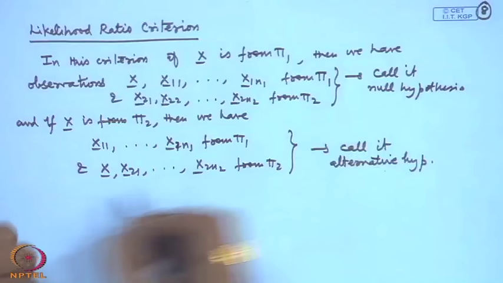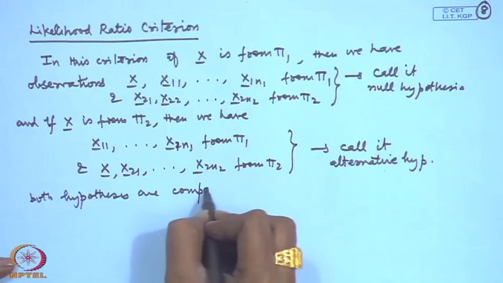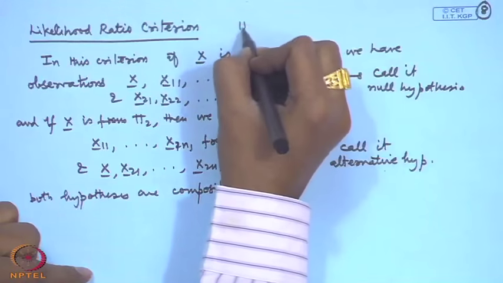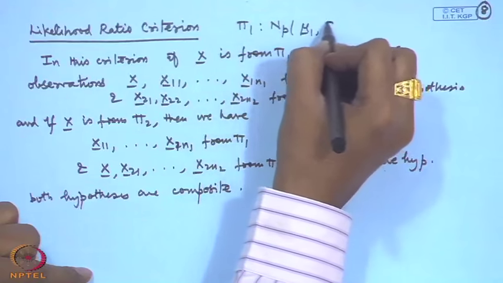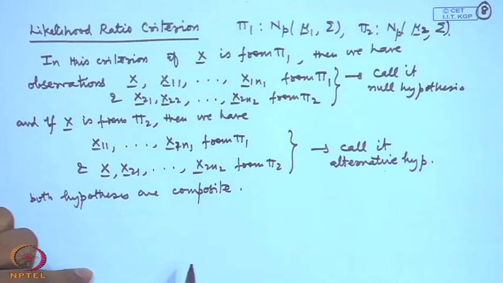So, you can note that both these hypotheses are composite. See, this pi 1 and pi 2 we have already written here. Pi 1 is actually N_p(mu 1, sigma) and pi 2 is N_p(mu 2, sigma). And here mu 1, mu 2 and sigma are all unknown. In the likelihood ratio criterion, when we consider the null and alternative hypotheses as composite, what we consider is the maximization of the likelihood function over the null hypothesis space and the alternative hypothesis space. And then we take the ratio of the two likelihood functions and we consider greater than or less than.